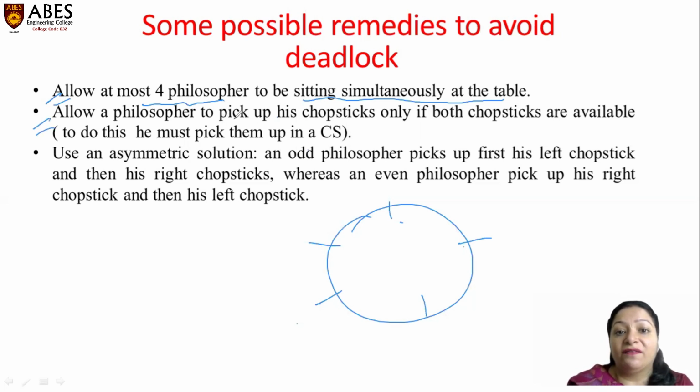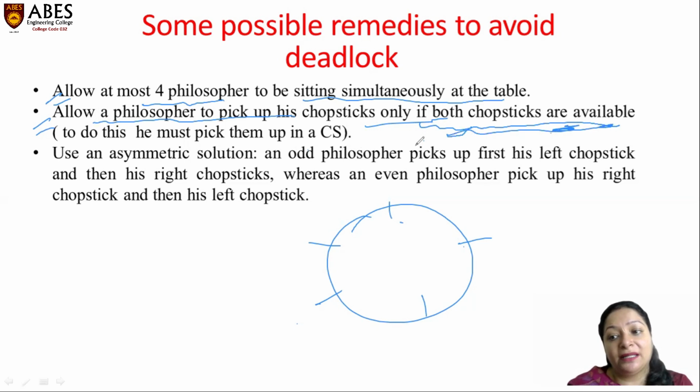Next is to allow a philosopher to pick up his chopsticks only if both chopsticks are available. When did the deadlock problem come? When every philosopher picked up their left chopstick first. The situation was that no philosopher could pick up their right chopstick, and no philosopher could eat rice. So we changed the situation. We allow a philosopher to pick up his chopsticks only if both chopsticks are available, right? So only if both chopsticks are available can the philosopher have the rice, right?